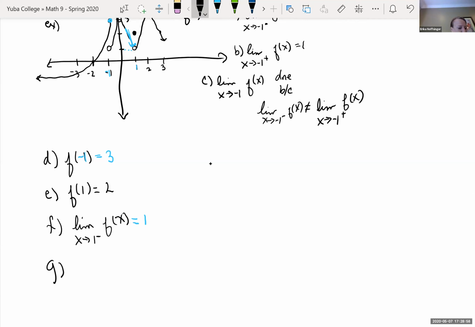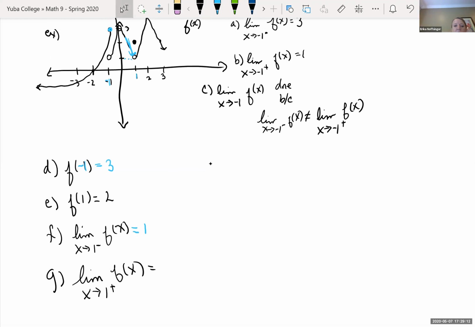So G, what about the limit as x approaches 1 on the right of f of x? So same sort of idea here. If you're looking at the right of 1 and looking at the graph, as you're getting closer and closer on that graph, following that line, what is your y value as you get closer and closer to x equals 1? And that y value is also 1.